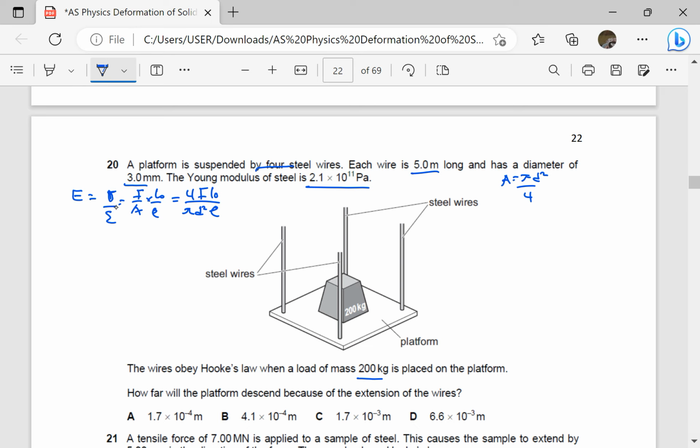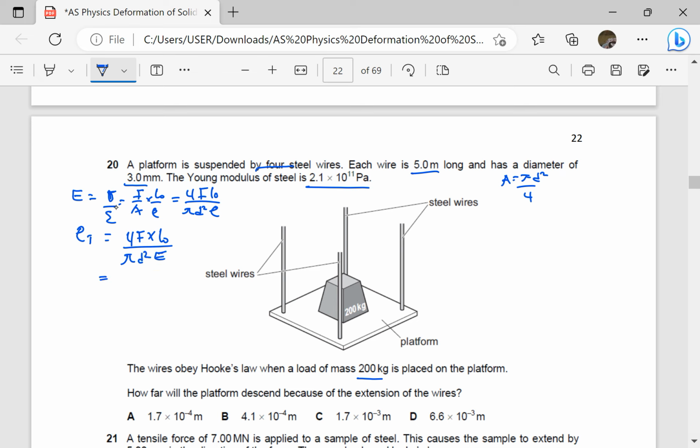So they told us the wires obey Hooke's law when the load of mass 200 kilograms is placed on the platform. So I'm just going to make the extension the subject. So extension e total is going to be equal to 4 times the load, then times the original length of a wire, divided by pi times d squared, then times Young modulus.